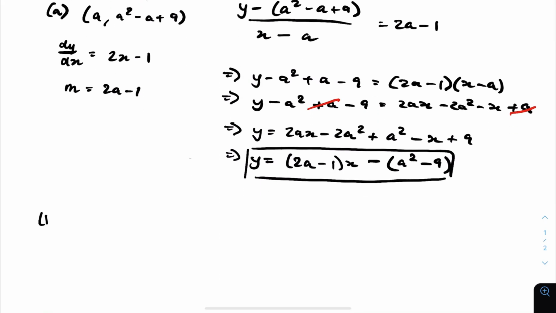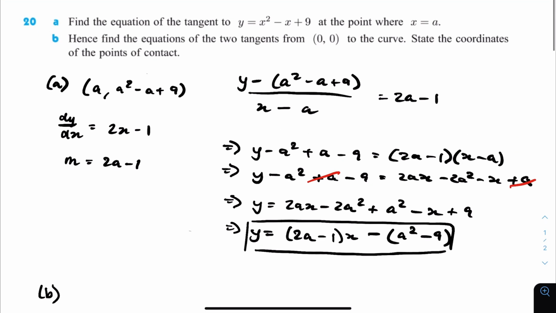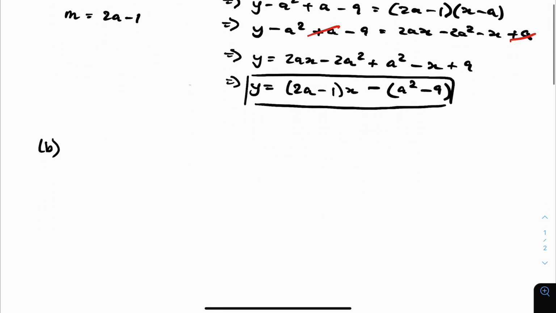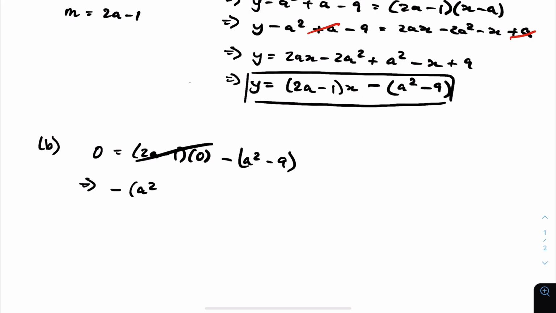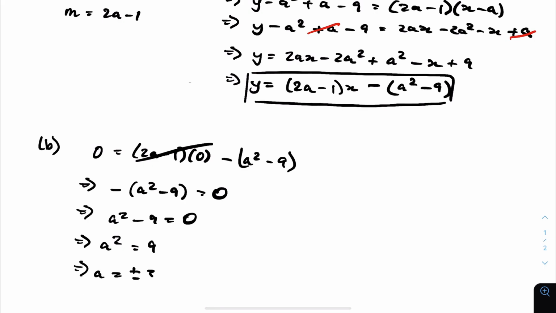So now let's go to part B. Hence, find the equation of the two tangents from (0, 0) to the curve. So what this means is if we substitute 0, we get 0 is equal to (2a minus 1) times 0 minus a squared plus 9, which means that this just cancels out because 0 times anything is 0. So we get negative a squared plus 9 is equal to 0. Since it's 0, we can divide by negative 1, so we get a squared minus 9 is equal to 0. So a squared is equal to 9. Hence, a is equal to plus or minus 3.